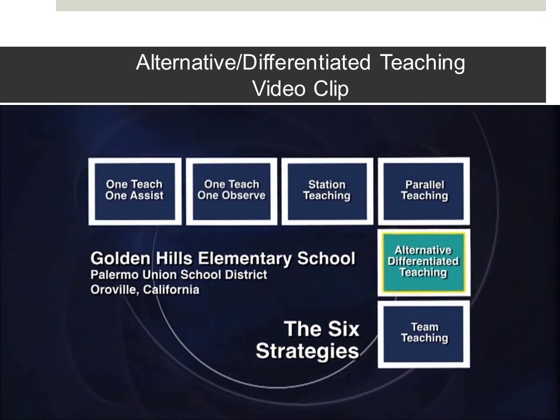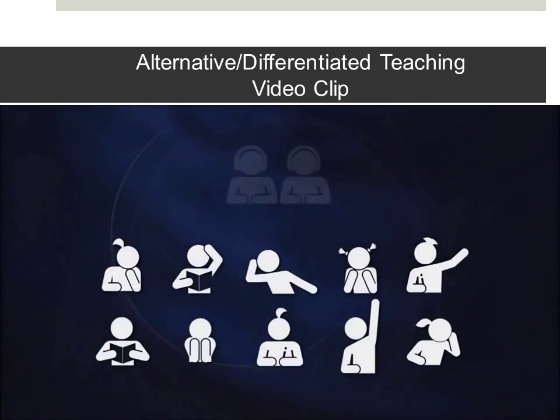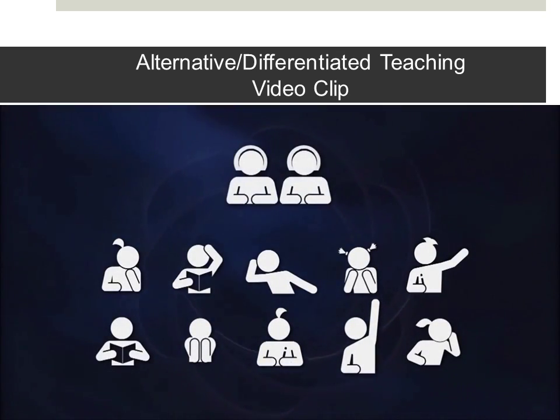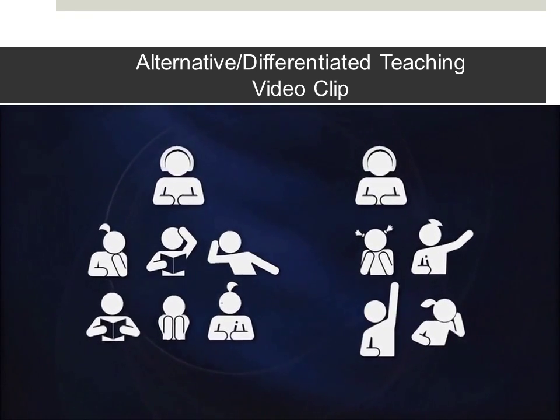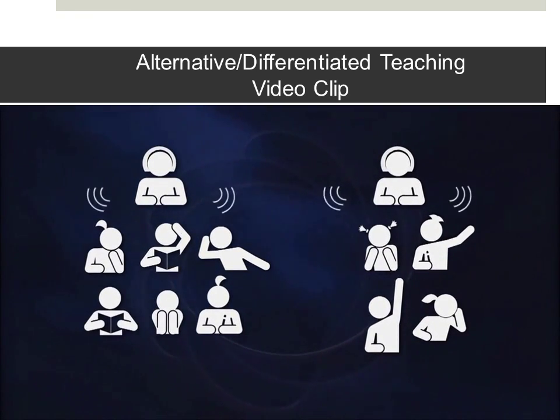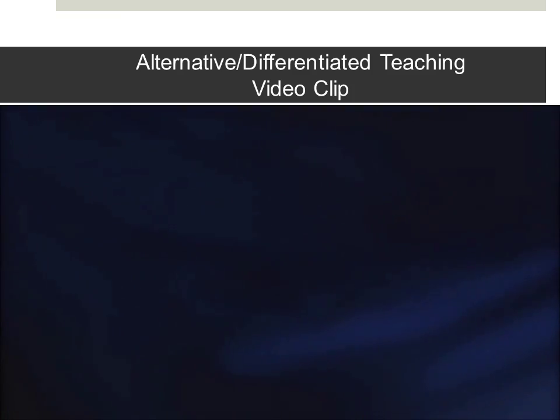In this co-teaching approach, alternative or differentiated teaching, one teacher manages a large group of students, while the other takes a small group for a specific instructional purpose. In this particular teaching sample, a resident is managing the large group and a mentor is managing the small group, but their roles can be switched.